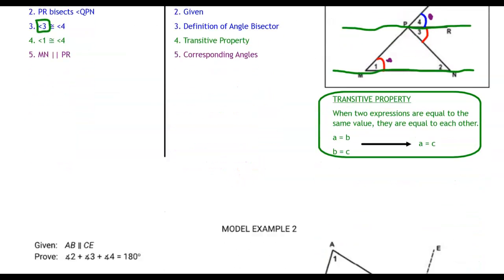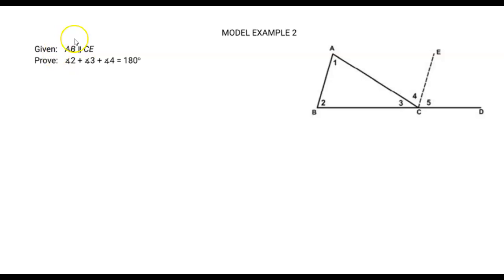Moving on to the next model example, we have given to us that AB is parallel to CE. Now in this case, we know that AB and CE are parallel to each other, so we're able to use that. We're also supposed to prove that angles 2, 3, and 4 add up to 180. So let's label what we have on the diagram. It's not a whole lot, I'm afraid. I only know that AB and EC are parallel to each other. So let's start off our statements and reasons by writing that.